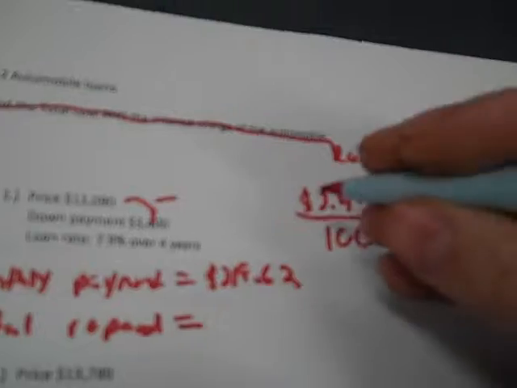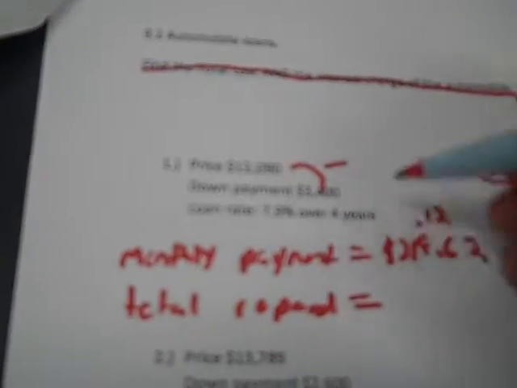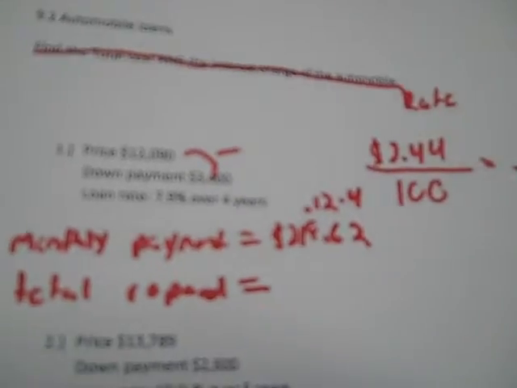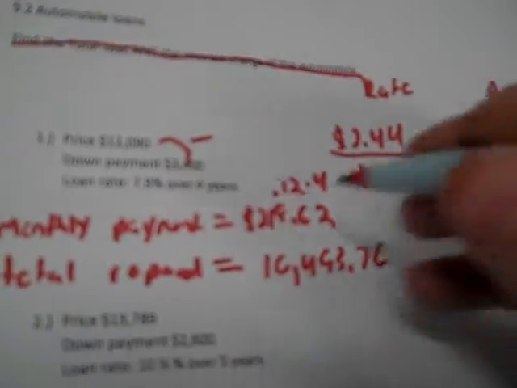Okay. And then you're paying that 12 times a year because it's every month. This is years, and then times 4. So 218.62 times 12 times 4. Okay, $10,493.76. Okay.